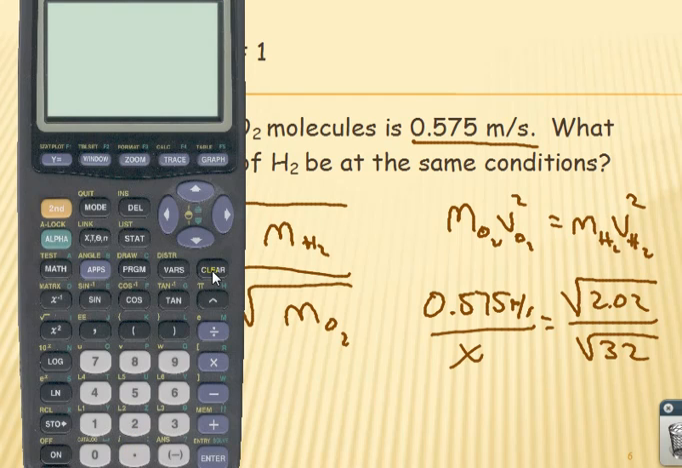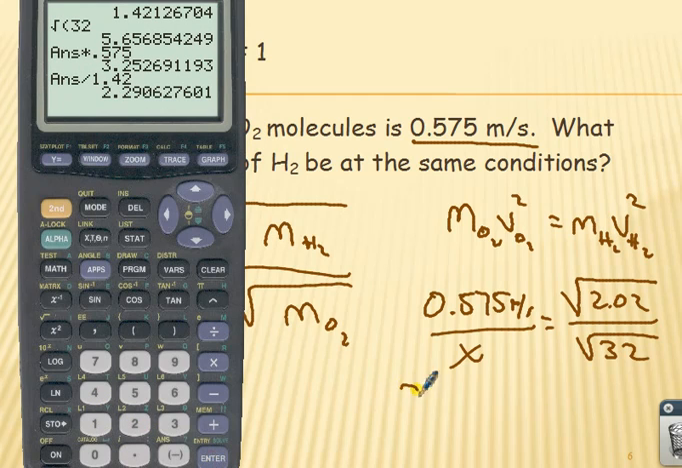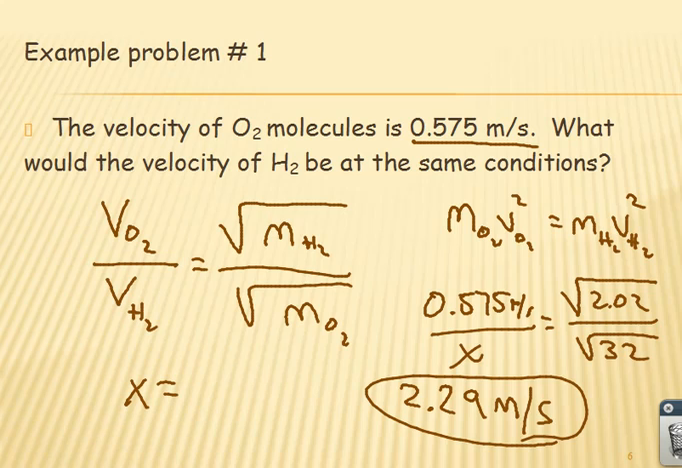That's not how I do it on this calculator. I got to hit the second. 2.02. So there's our square root of 2.02. Square root 32. So I could say the square root of 32 times 0.575 divided by 1.42, and I get 2.29. Units would be meters per second.